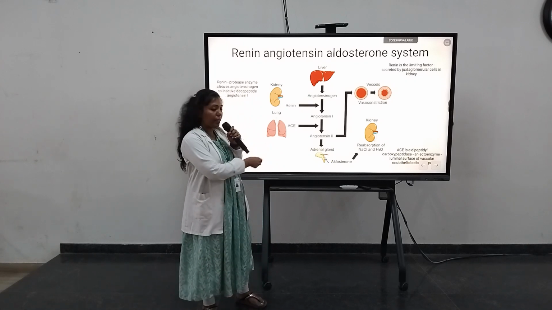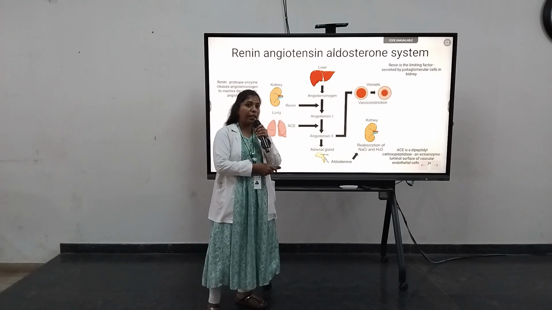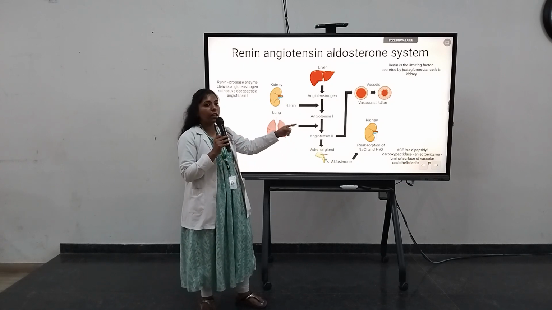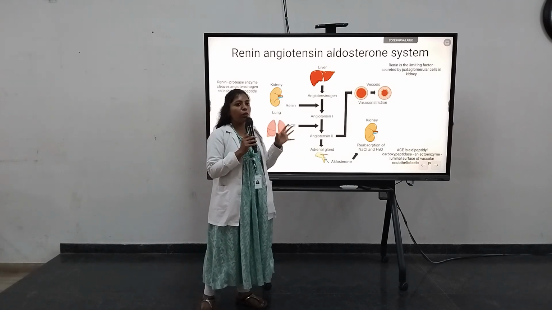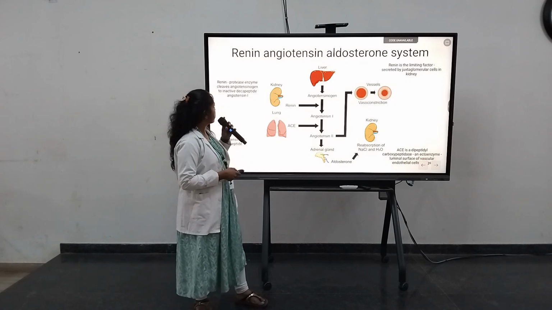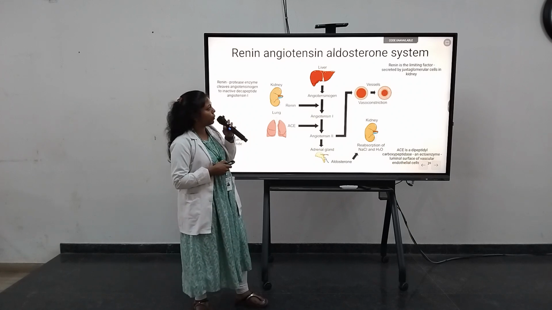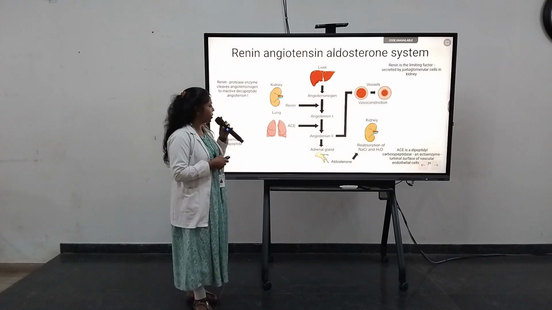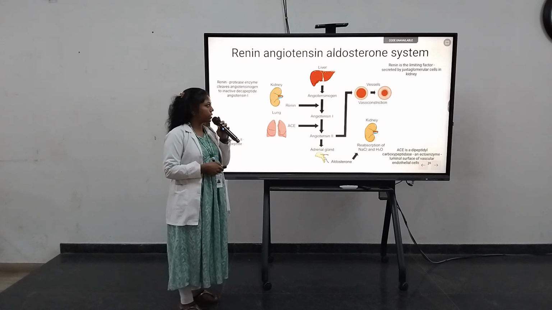It acts on the zona glomerulosa of the adrenal glands and releases aldosterone, and the effect of aldosterone is to cause reabsorption of sodium and water from the kidneys. This is how the body tries to raise BP with the help of the renin, angiotensin, aldosterone system. In this system, renin plays a very important role. It is a limiting factor secreted by the juxtaglomerular cells, and angiotensin 2 is an octapeptide. We will be discussing the drugs which act on this system.